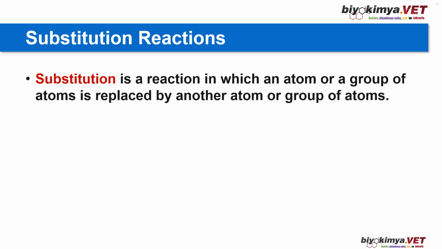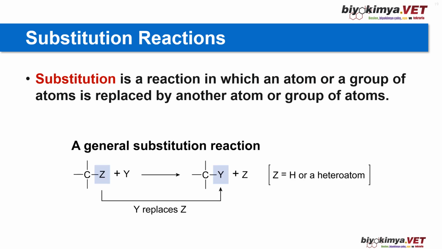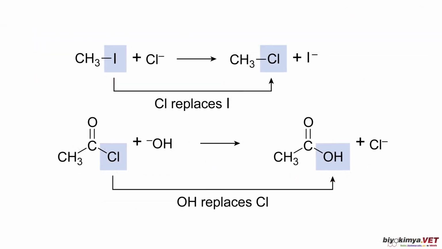Substitution is a reaction in which an atom or a group of atoms is replaced by another atom or group of atoms. We can also say it's a replacement reaction. And in a general substitution reaction, the Y replaces Z on a carbon atom. And Z equals hydrogen or a heteroatom. And in general, Z is an electronegative atom. And here are some examples for the replacement or substitution reaction.